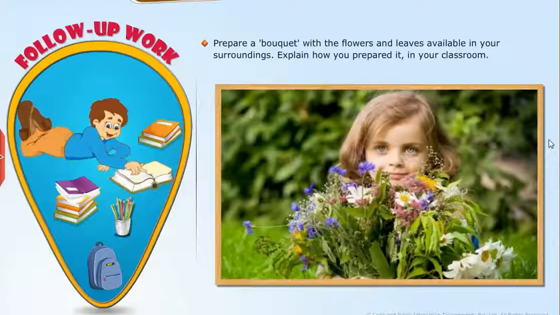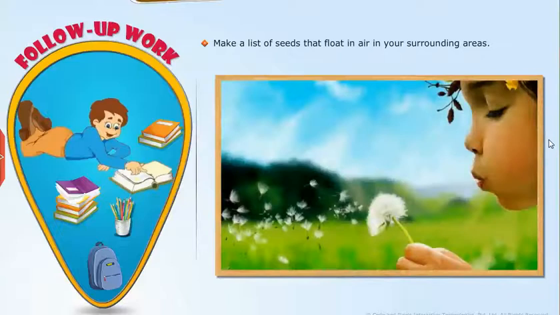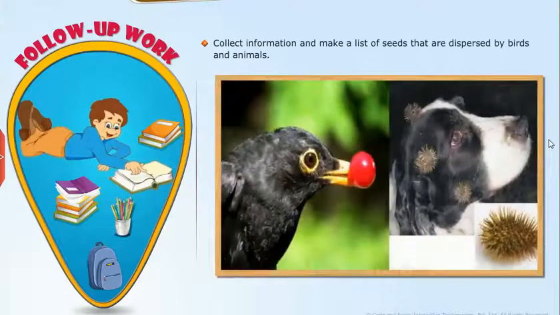Prepare a bouquet with the flowers and leaves available in your surroundings. Explain how you prepared it in your classroom. Make a list of seeds that float in air in your surrounding areas. Collect information and make a list of seeds that are dispersed by birds and animals.